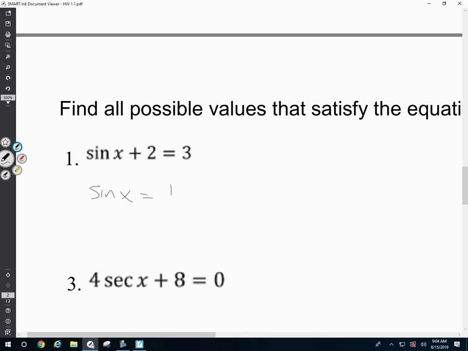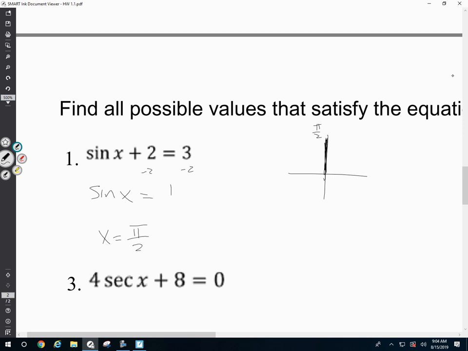So sine of x is 1. I figured that out by isolating the trig function. Sine of x, I subtracted 2 from both sides. Sine of x is equal to 1. Now I use my unit circle knowledge, sine being the opposite or the vertical. When is the vertical distance equal to 1? Right here, the vertical distance is 1. Right there is pi over 2. And that's my only solution between 0 and 2 pi.